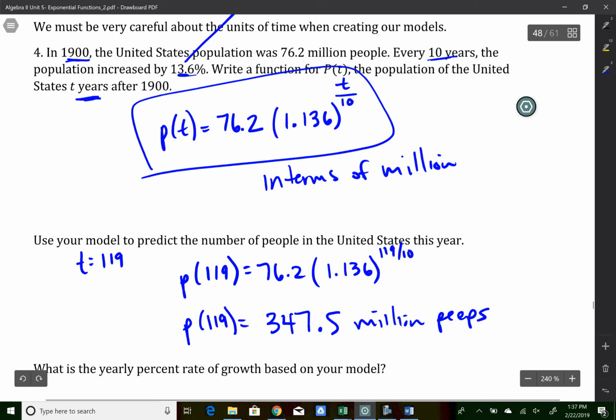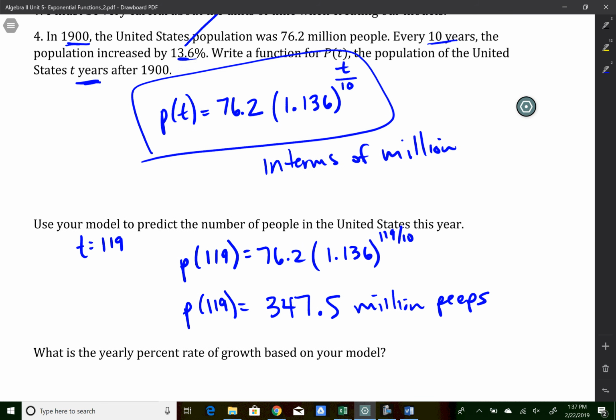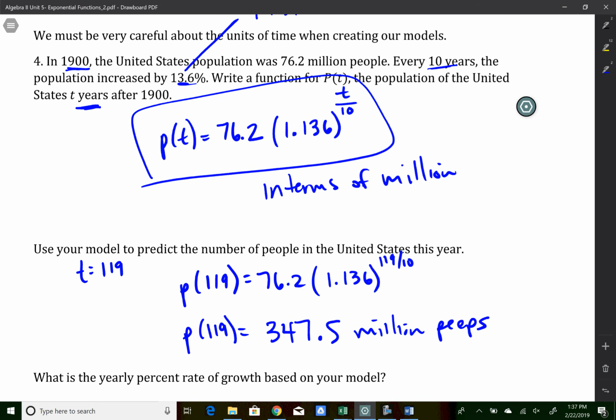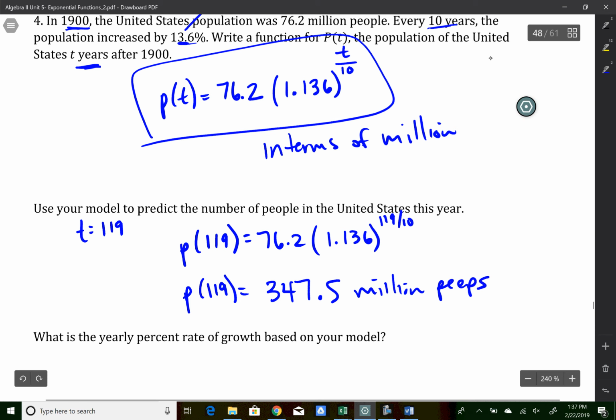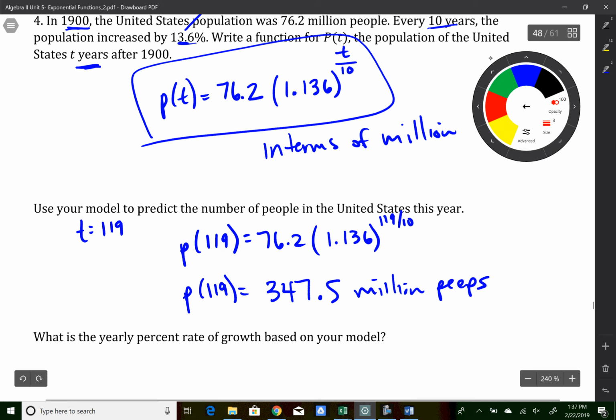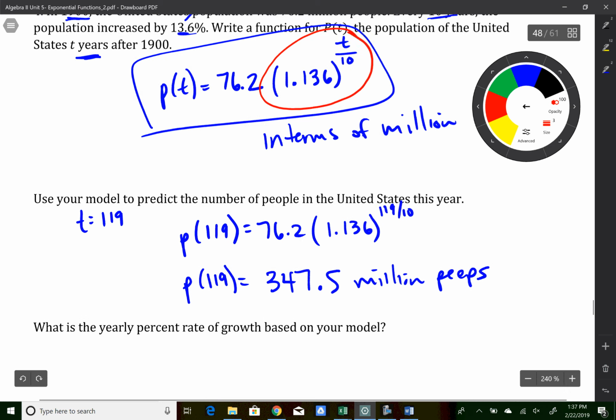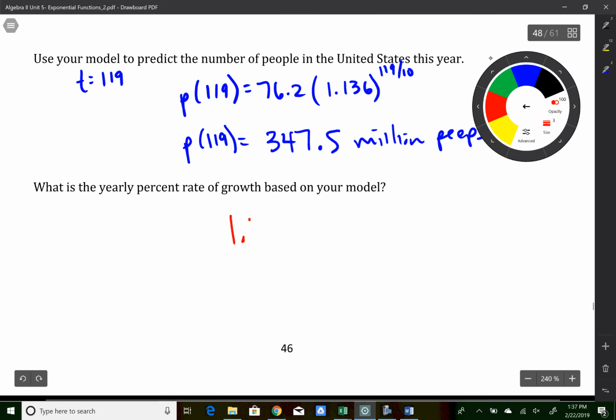Then it says, what is the yearly percent rate of growth based on your model? Right? So this 13.6% only really represents the decade growth. I want to represent the yearly growth. So to make that yearly growth, I want to make the exponent just t to represent years. So instead of this whole thing, I really just care about what's here, right? So I just care about what's right here. So I'm going to rewrite that as 1.136 all to the 1/10th power, all to the number of years t.